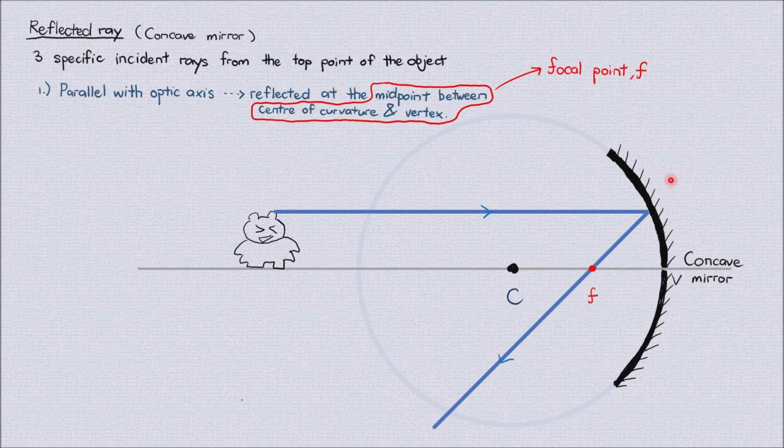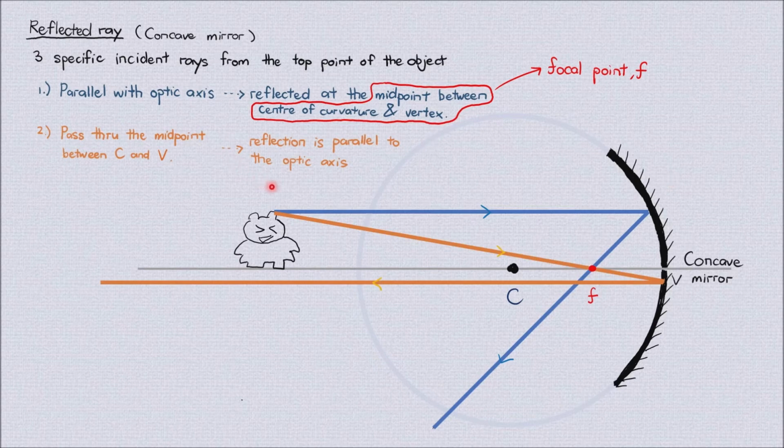The second incident ray that we can draw is the incident ray that passes through the midpoint between C and V, which we just now called the focal point. So if our incident ray is passing through the focal point, you know that the reflected ray will be parallel to the optic axis. Well, you can see that it's the opposite of 1 actually. If something is coming in parallel, it will come out hitting the focal point. If something is hitting the focal point when it comes in, it will come out parallel. So it's a direct opposite.